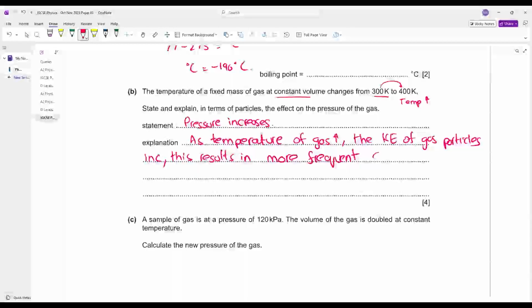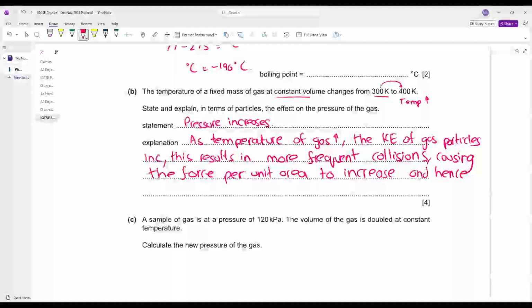More frequent collisions causing the force per unit area to increase, and hence the pressure increases. Simple as that, nothing complicated here.